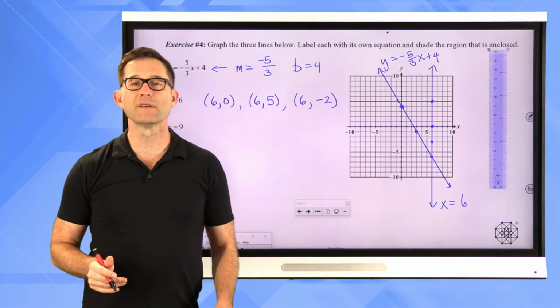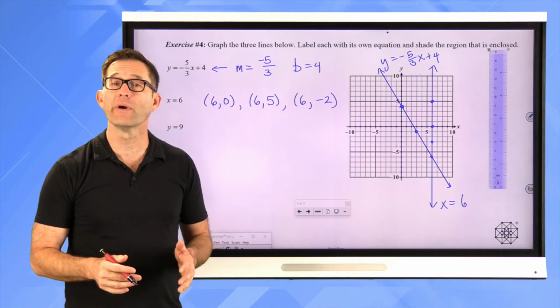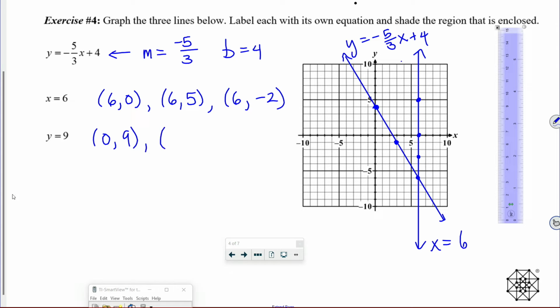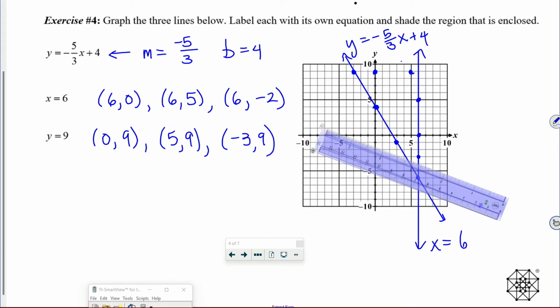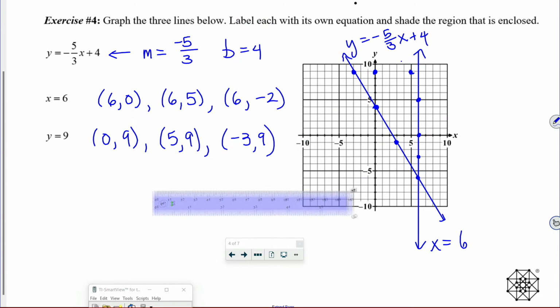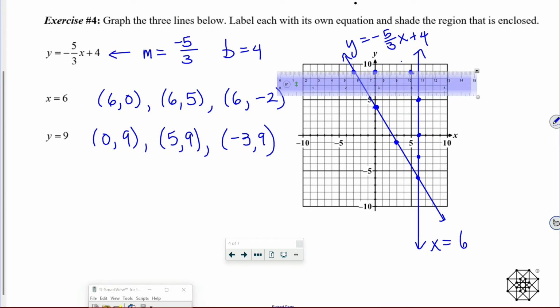And then we can do exactly the same thing with y equals 9. We could write down a bunch of points that have y coordinates of 9. So for example, 0, 9, 5, 9, negative 3, 9. These all make that true because they have a y coordinate of 9. So here's my 0, 9. Here is 5, 9. Here is negative 3, 9. And again, that should be enough that once we have it, it's pretty easy for us to realize that we've got a horizontal line, and we can draw our line.